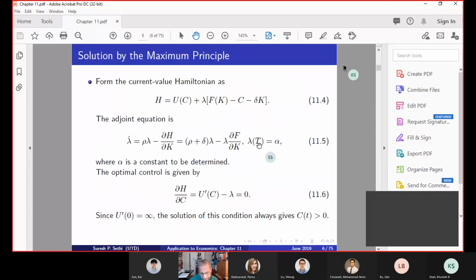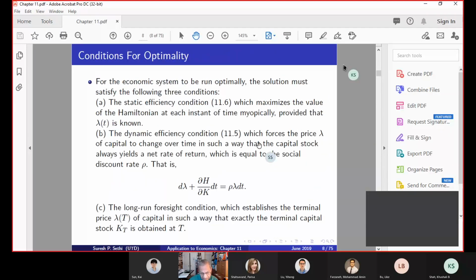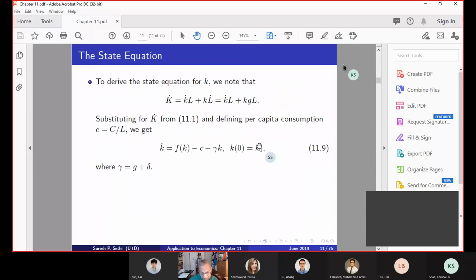Now see what's going on here? Small k dot is f of k minus c minus gamma k. So the only difference is this gamma. Instead of delta, I have a gamma. And gamma now is G plus delta. So you can see the following.